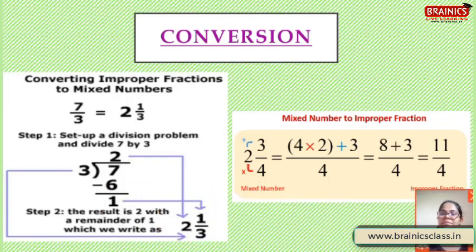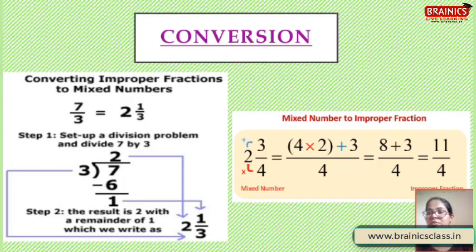Now comes the conversion part. We can convert improper fraction into mixed fraction as well as mixed fraction into improper fraction. First we are going to start with improper fraction to mixed fraction. Consider first example, that is 7 upon 3. This is an improper fraction because numerator is greater than denominator. How are we going to convert improper fraction into mixed fraction?